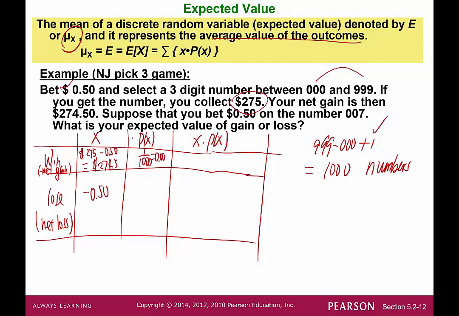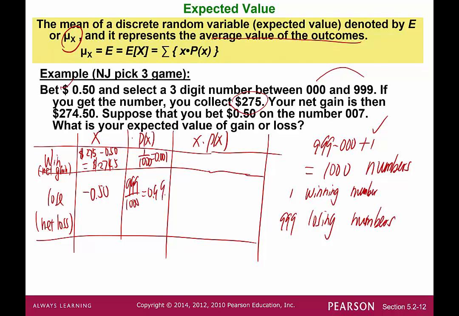Turning to decimal, it's 0.001. Probability of losing: so one winning number, that will be 999 losing numbers. So the probability of losing will be 999 over 1,000. That turned out to be 0.999. Now you just multiply x and then p of x.